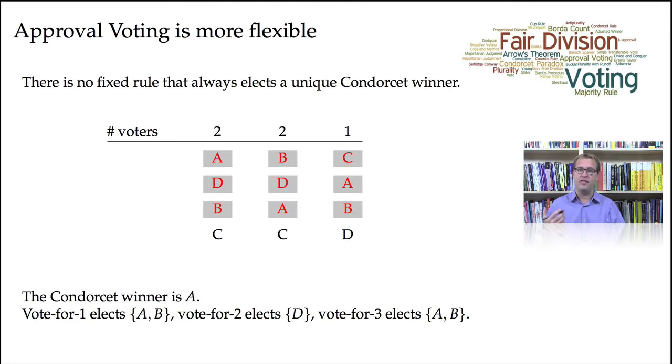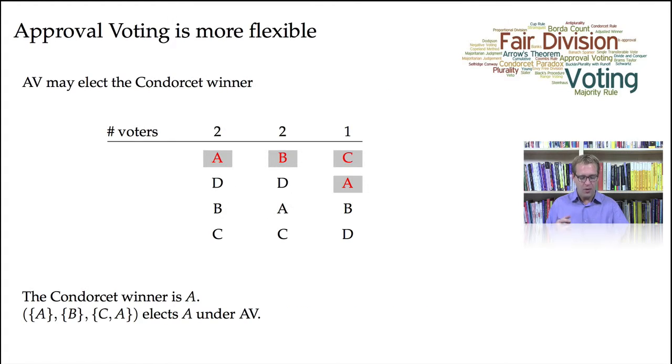So because of the flexibility of approval voting, in the sense that voters are not required to choose just the top 1 candidate, top 2 candidates, or top 3 candidates, we can, in this example here, actually guarantee that the Condorcet winner is elected.